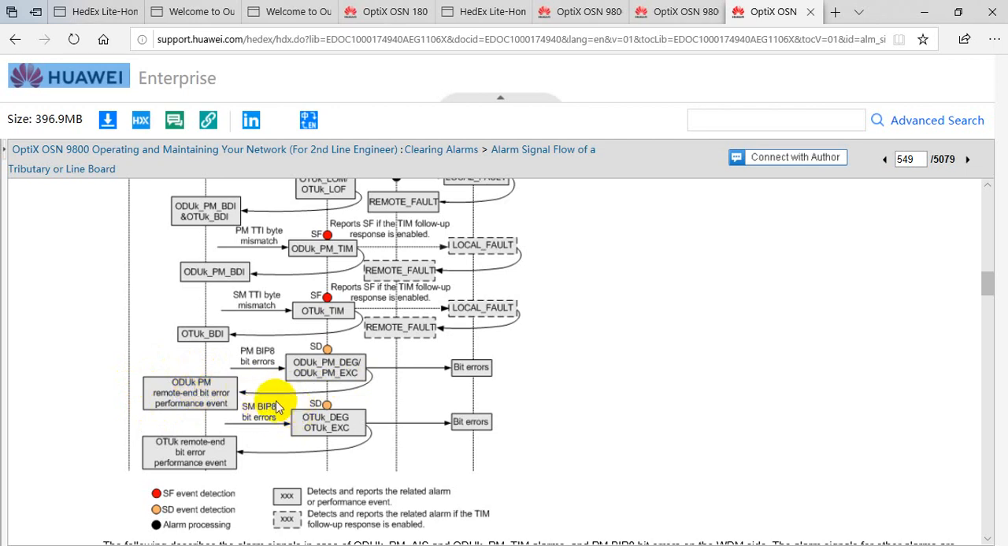Similarly, if the degradation happens at the OTU layer, it is sent back as an OTU remote bit error performance event. In the forward direction, without doing any computation at the client board or tributary board of B, the errors are forwarded to B.